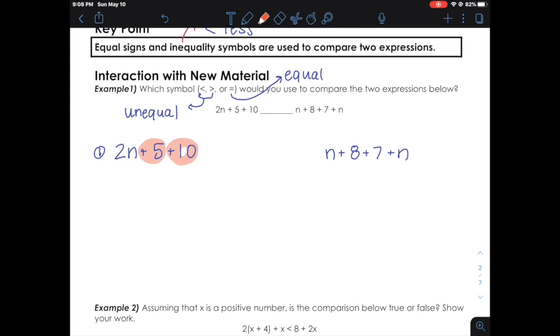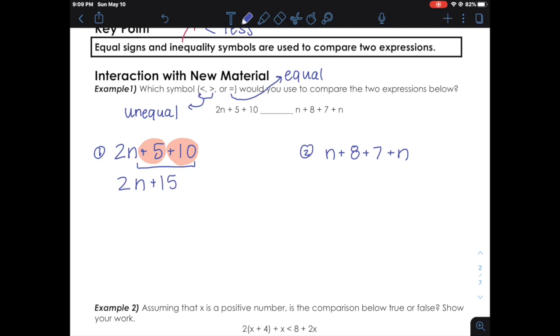So I do have some like terms here. We have positive 5 and we have positive 10. So positive 5 plus positive 10 gives us positive 15. And we have to bring down our 2n. Now 2n and 15 are not like terms. I cannot add those. I would need the 15 to have an n, but it doesn't. So those are unlike terms and I cannot add them. This is the most simplified.